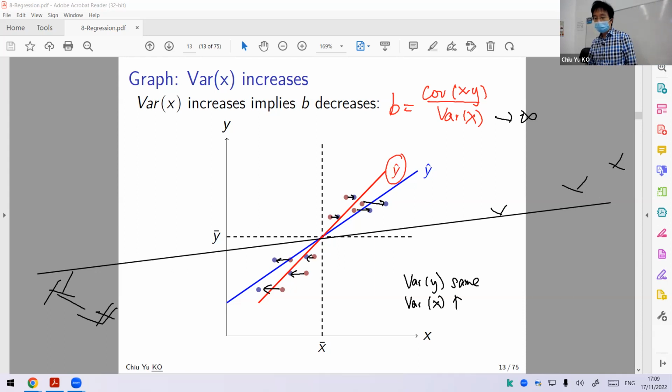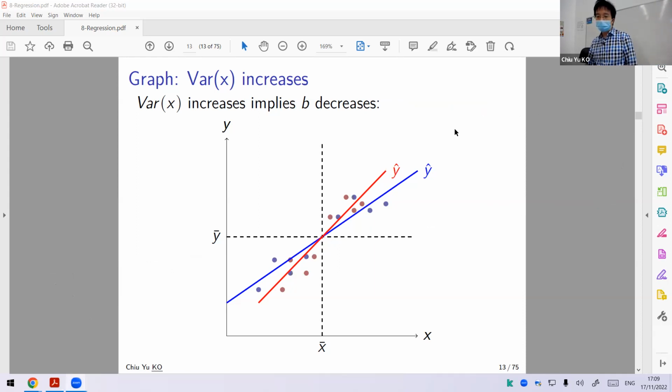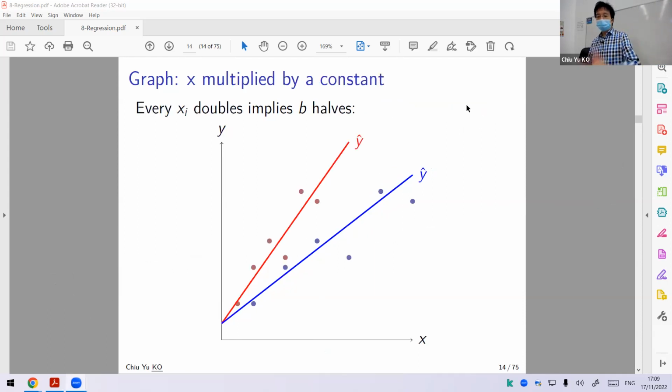Of course, I'm just trying to give you some idea why this is true. Okay. And here, as I said, if you try to double the x, okay, it moves further, right? And if you don't change y, but just multiply x 2 times, actually the slope will become half. Right? So that is the main idea here. Okay. I think I explained this graph already.